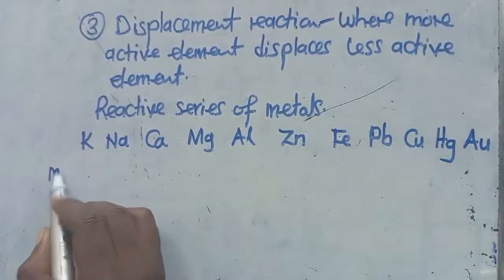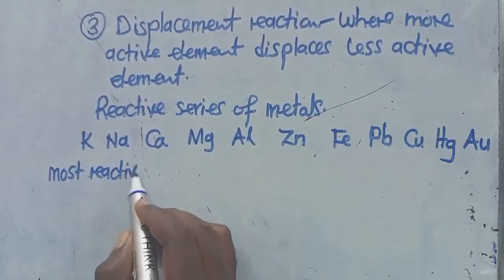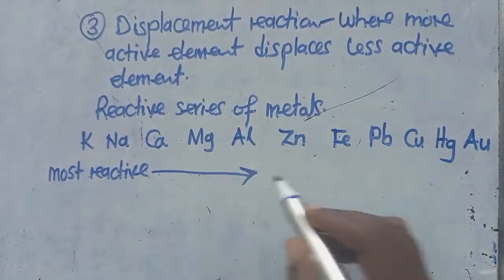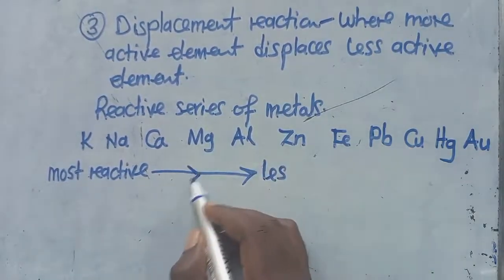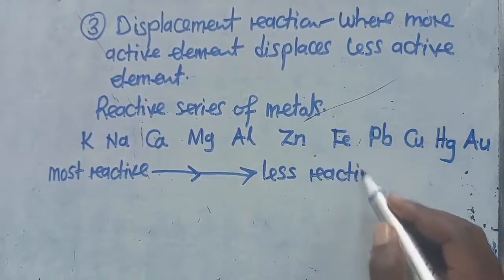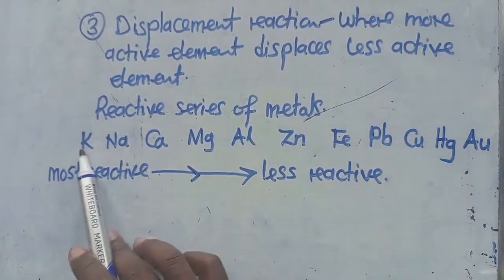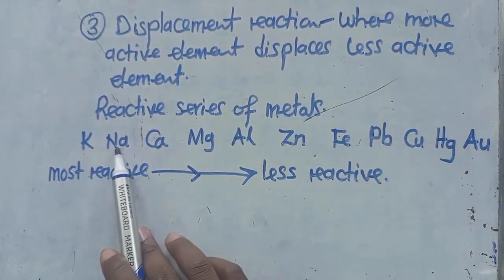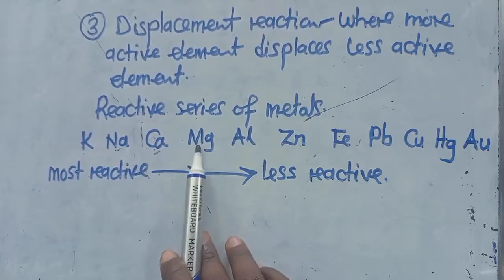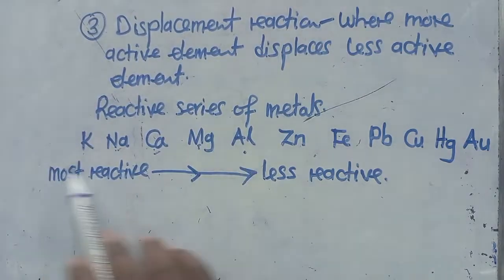This end is the most reactive, going to less reactive. The arrow is going there to less reactive. These ones are less reactive. So this is the reactivity series. It tells you that potassium is more reactive than sodium, sodium is more reactive than calcium, calcium is more reactive than magnesium, and magnesium is more reactive than aluminium.